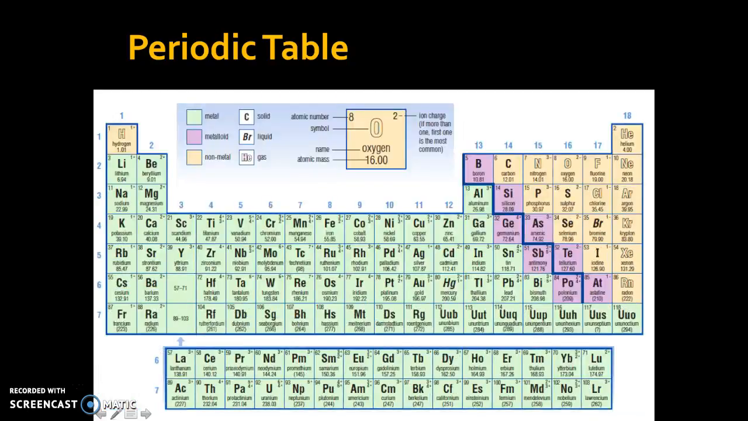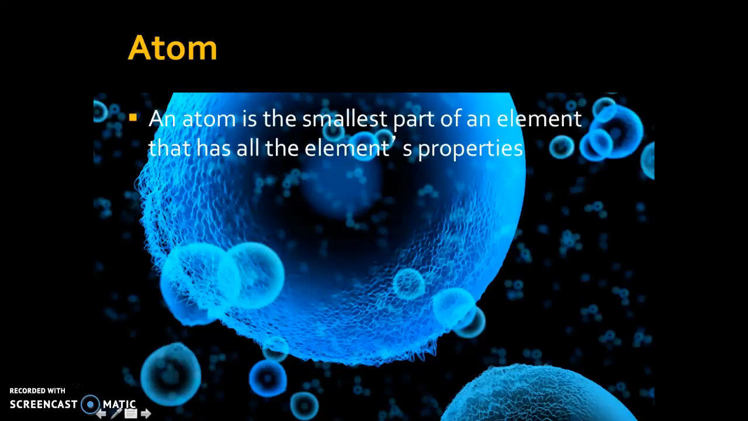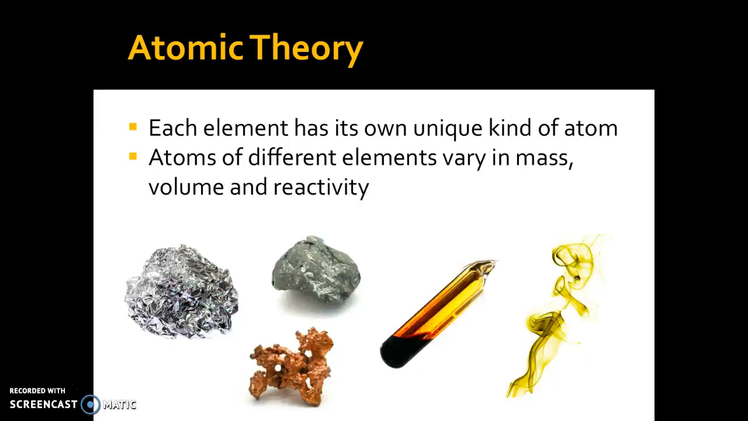We know that the periodic table has the atomic number, symbol, the name, and the atomic mass. And we also know that the atom is the smallest part of an element that has all of the properties of an element. Each element has its own unique kind of atom, and the atoms of different elements have different masses, different volumes, and different reactivity.